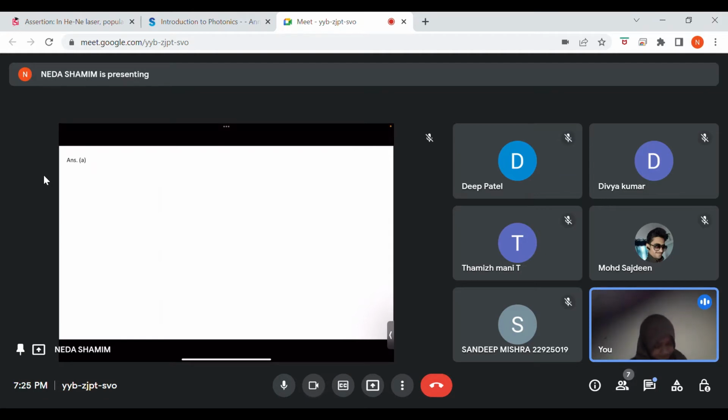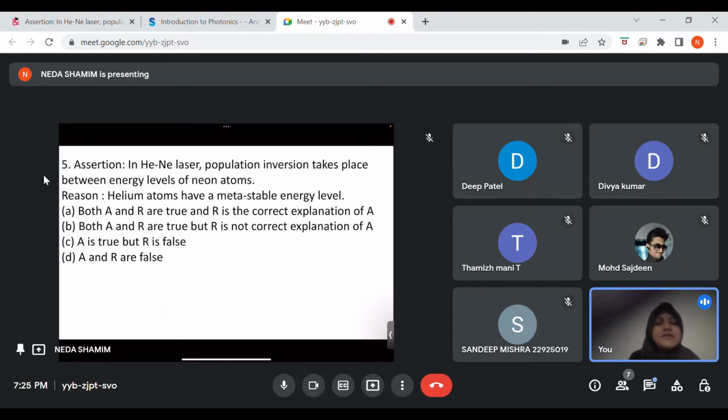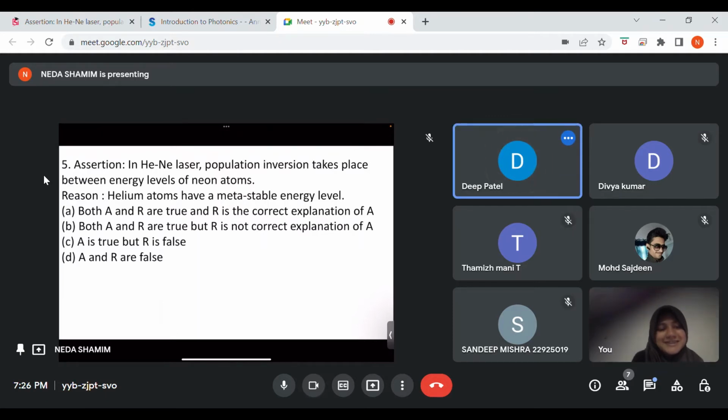Okay, so now let's move on to my next question. The next question is about the helium neon laser. Can someone tell me what a helium neon laser is? A three-level system, a four-level system, or a multi-level system? You had this question in the week 5 assignment, right? Yes. What did you write? The helium neon laser is a four-level system. Yes.